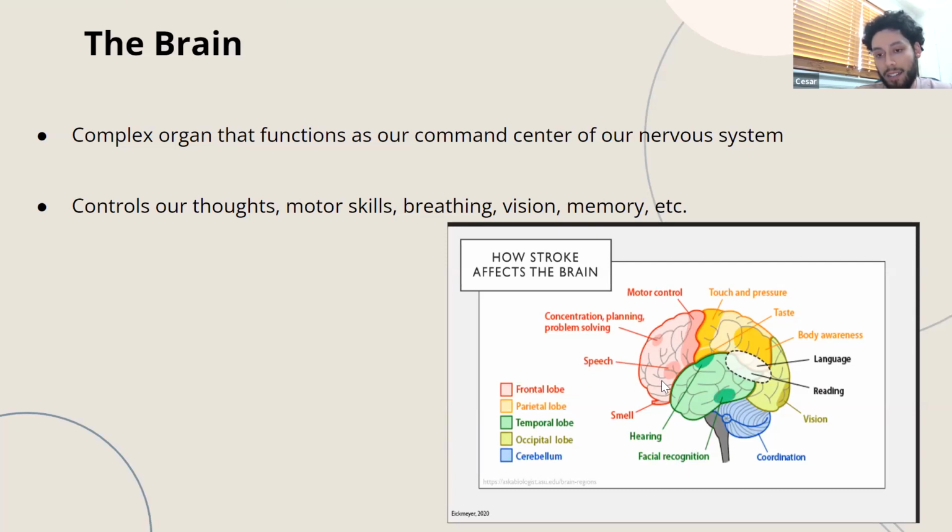Our frontal lobe here is the part in red, and it's responsible for our motor control, our concentration, our planning, our problem solving, speech and smell. Our parietal lobe is here in yellow, and that's for our sensations, so touch, pressure, and taste. Our temporal lobe here in green is for our hearing and facial recognition. Our occipital lobe is back here, and as the name suggests, that's for our vision. And the cerebellum is here in blue, close to the base of the brain, and that's our coordination and balance. So depending on where the stroke occurs, those are the deficits that the patients will experience post-stroke.